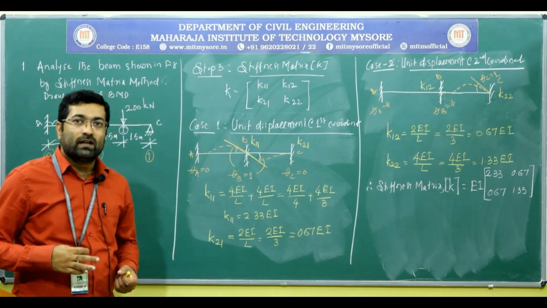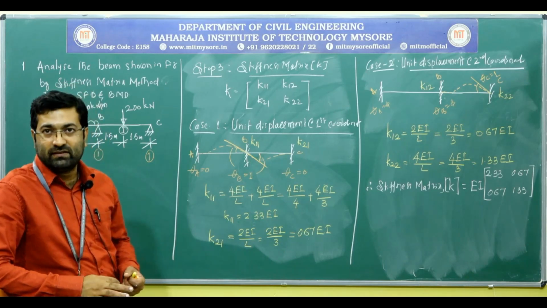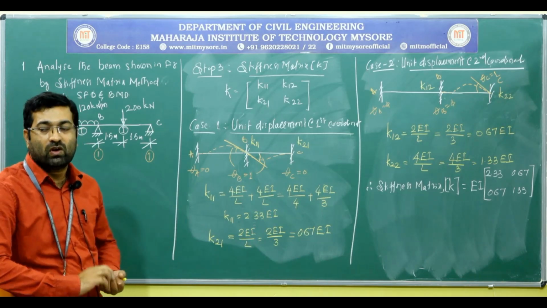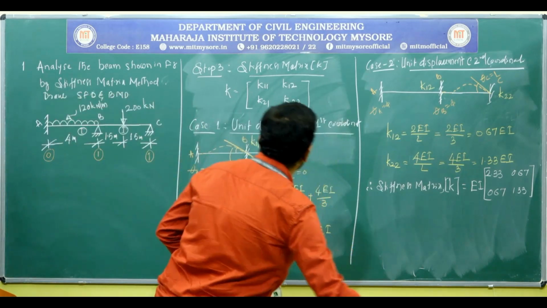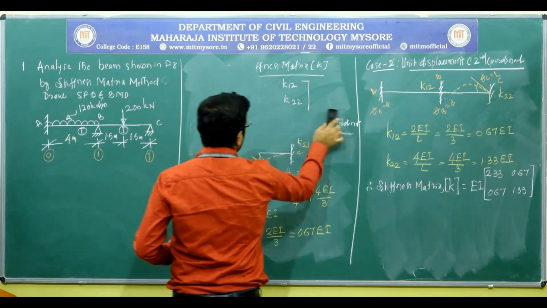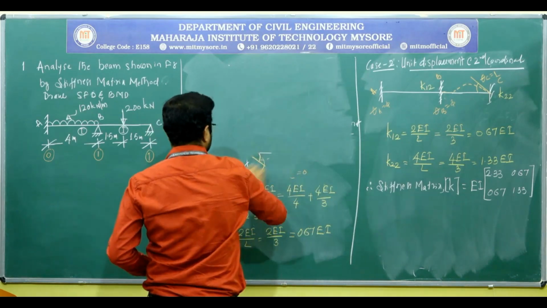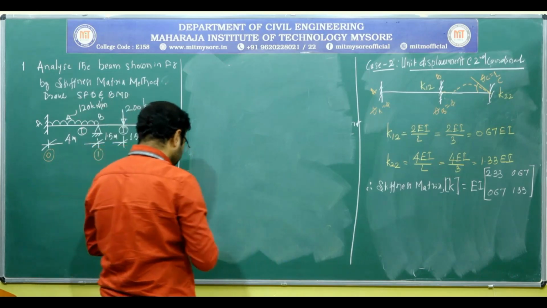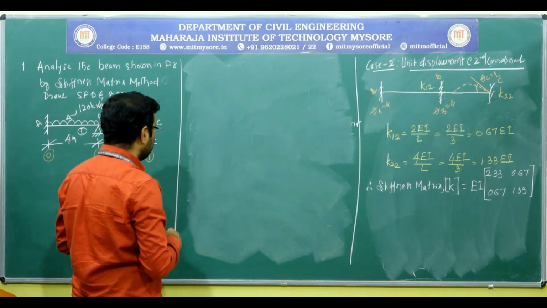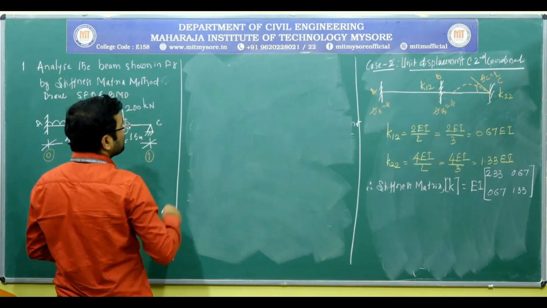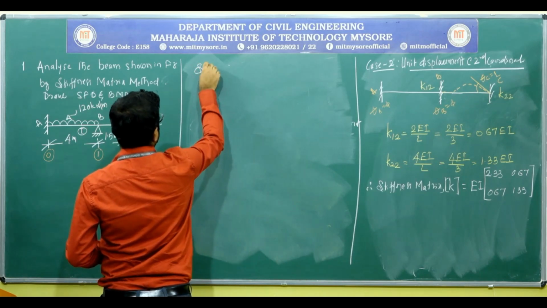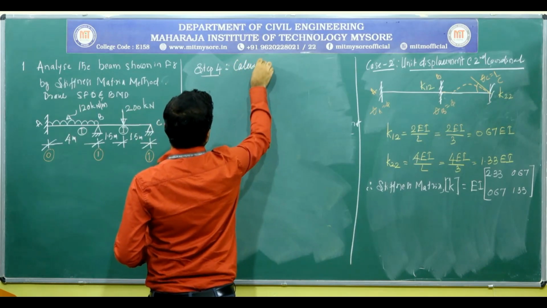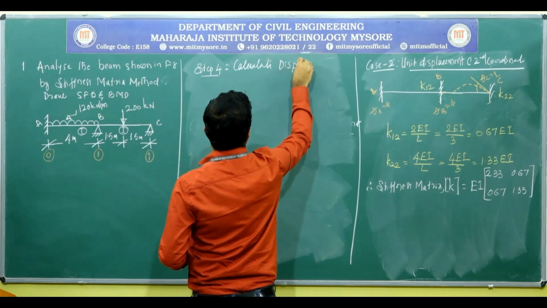So basically in the stiffness matrix method we need three things. One is the displacement matrix, second is the force matrix, and the third is the stiffness matrix. Now we have all three. Using all these three we can determine the unknowns, that is the displacements. The unknown displacements here we have considered as theta B and theta C. So let us move on to the next step, that is step number 4, I think. Okay, that is calculate displacements.